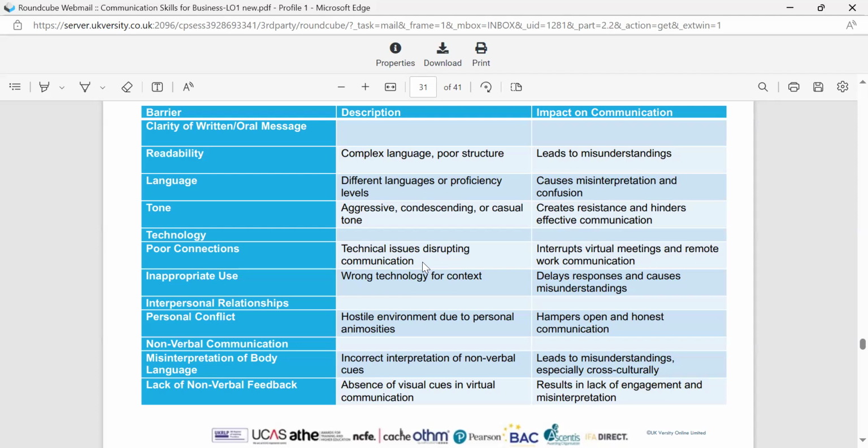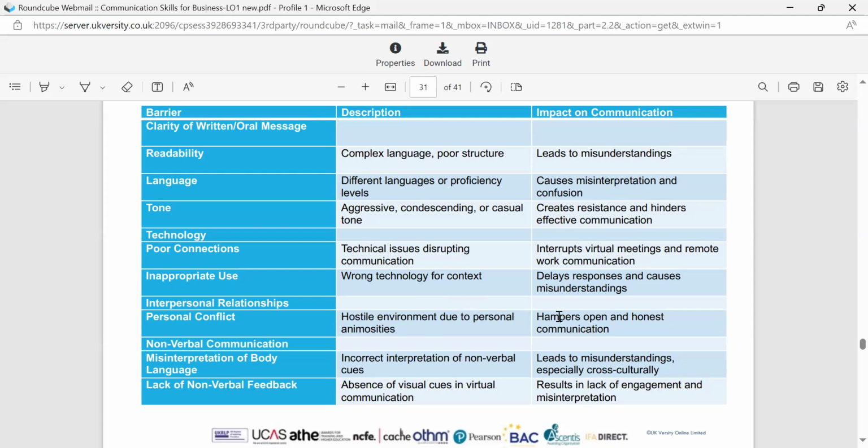Technology, like we looked at, is poor connection, so technical issues disrupting communication, and the impact is that it interrupts virtual meetings and remote working communication. And technology advancement often increases the cost of business operations, so technological barriers need to be taken into account. Inappropriate use, so wrong technology or context, delays responses and causes misunderstanding.